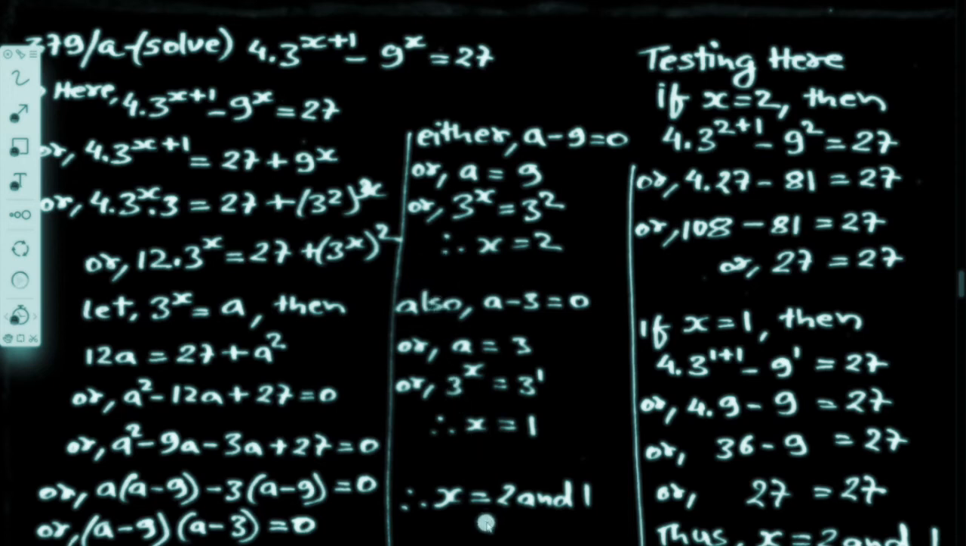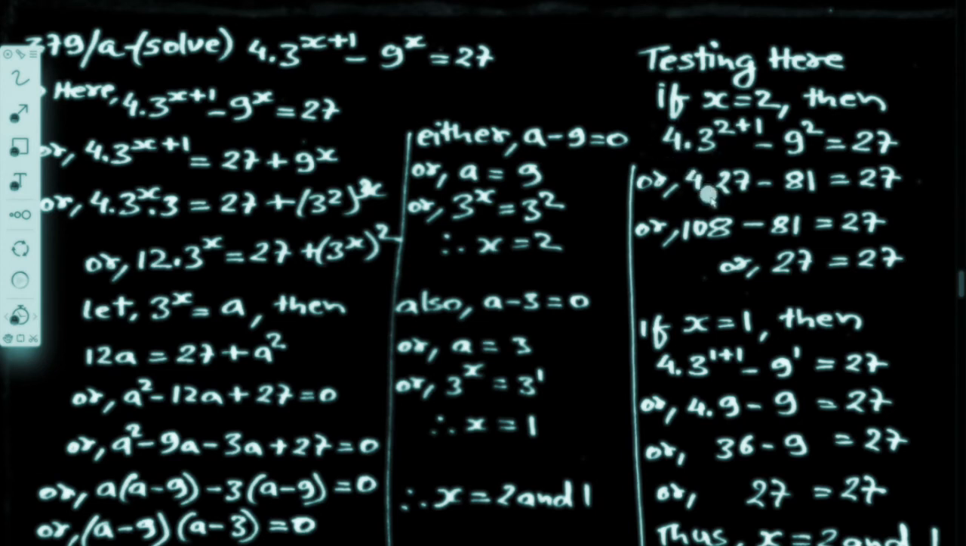Similarly, on the first test, if x equals 2, then it means 4 into 3 power 2 plus 1 minus 9 power 2 equals 27. Here 2 plus 1 is 3, and 3 power 3 is 27. 9 power 2 means 9 square, which is 81.